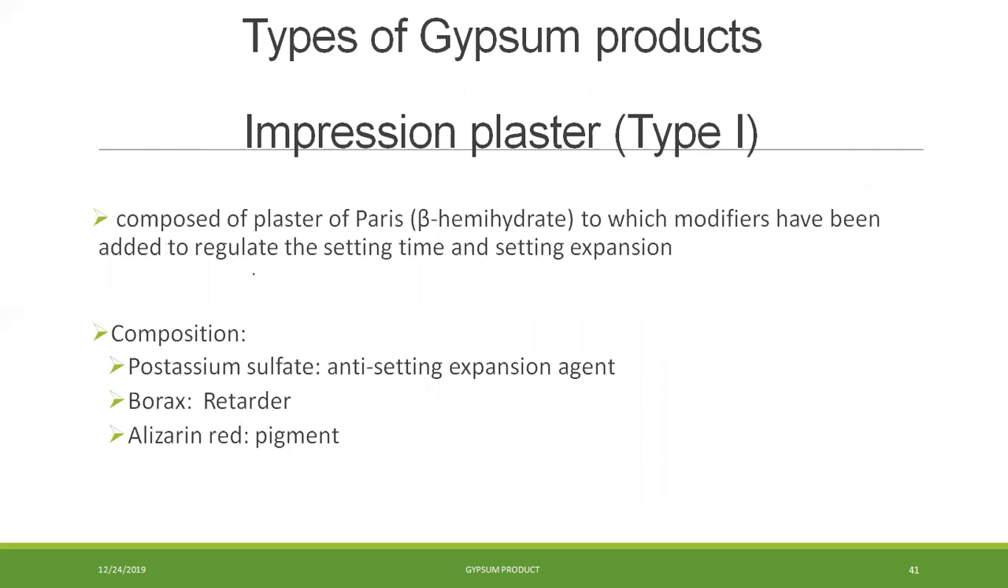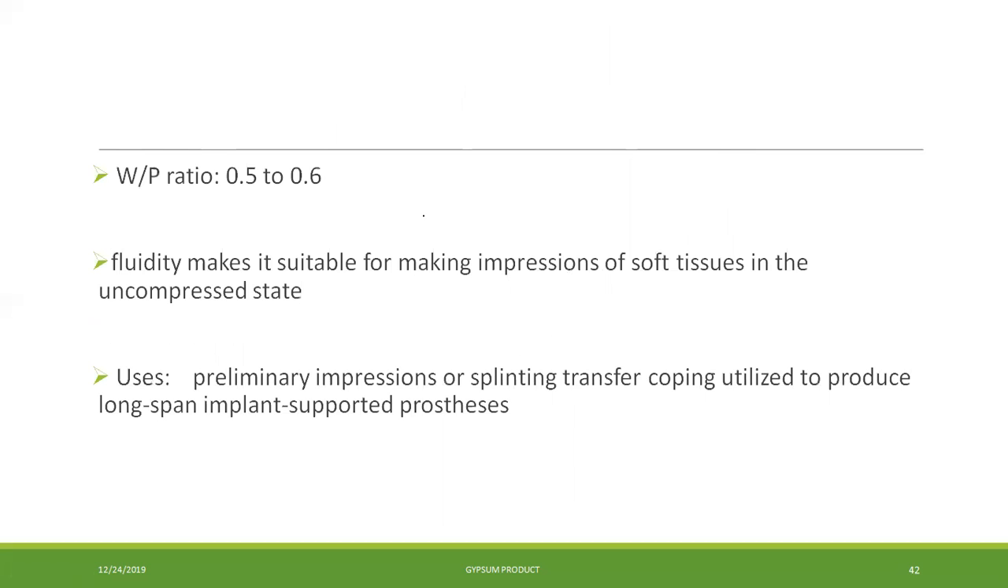Now come to different types of gypsum product. Type 1, which is called impression plaster, composed of plaster of Paris, beta hemihydrate. You will get a direct question, or in MCQs you already have that question. Modifiers have been added to regulate the setting time and setting expansion. The composition is potassium sulfate, retarder is borax, and pigment alizarin red. Water powder ratio, you have to remember 0.5 to 0.6.